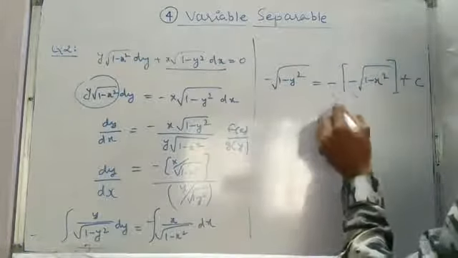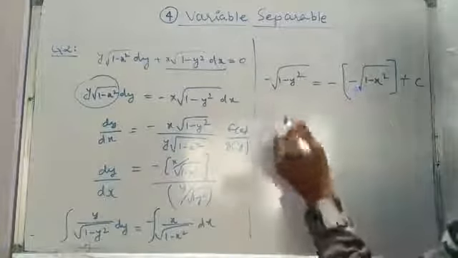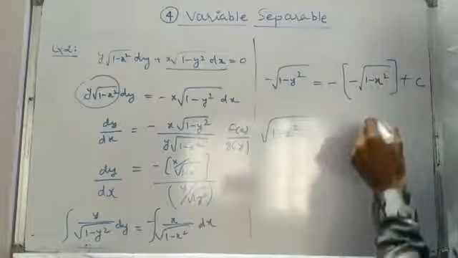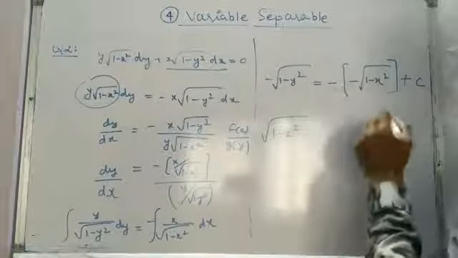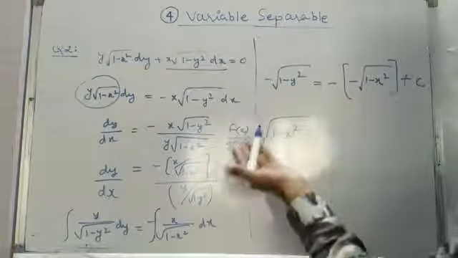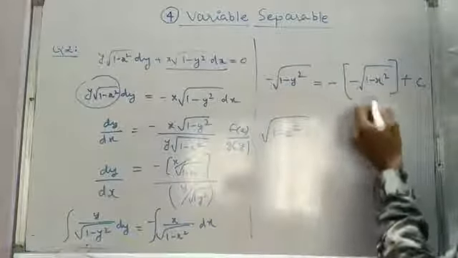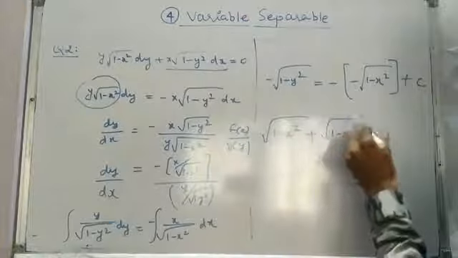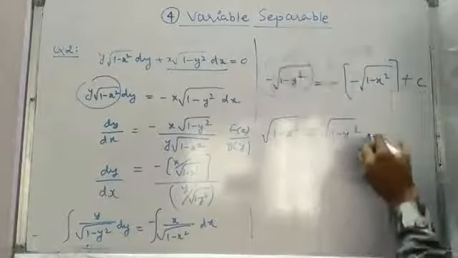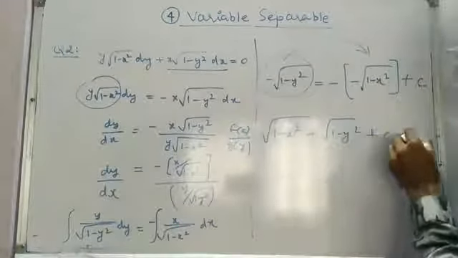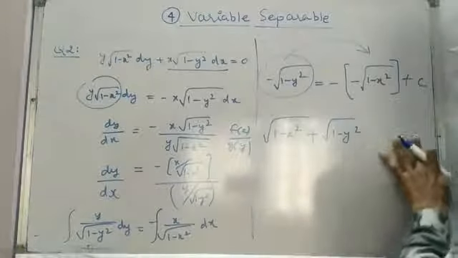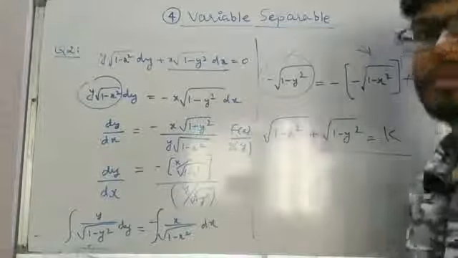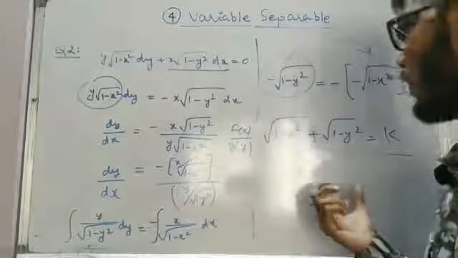So let us bring this term to this side. So this will be √(1 − x²), this minus and minus becomes plus, right? So instead of keeping it on this side, we bring it to this side. So minus and minus is plus: √(1 − x²) + √(1 − y²) plus c is equal to 0, or we can write the constant on the right hand side. Instead of c, we can write k also. So this is going to be the answer of this particular question.